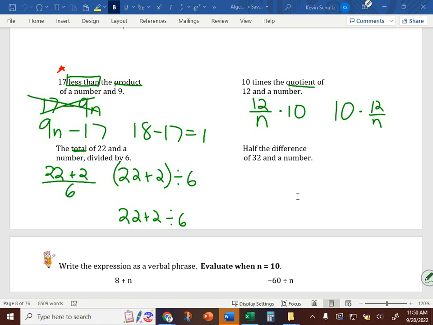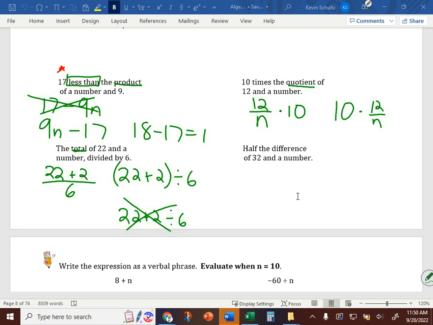So written like this, 22 plus 2 divided by 6, order of operations would say that we're doing the 2 divided by 6 first, which is not what we want, right? That comma is telling us add first. So horizontally, we need those parentheses there, okay? Or vertically, which is also acceptable, you've got the 22 plus 2 alone in the numerator, okay?